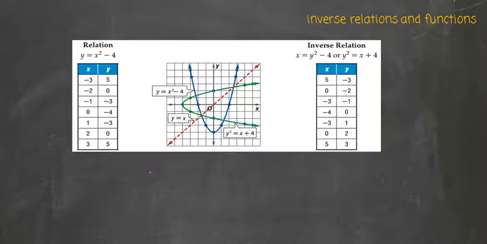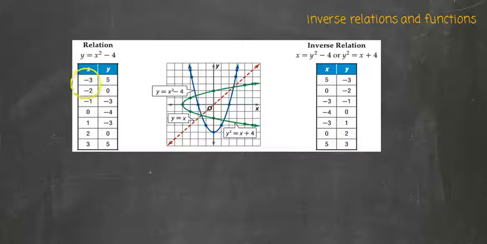Now let's look at a point-by-point view. If you look at the table, the blue graph is the parabola y equals x squared minus 4, and the green graph is y squared equals x plus 4. That would be the inverse, or specifically the equation of the inverse, or the formula for the inverse. And so you can see here is the table for the inverse graph.